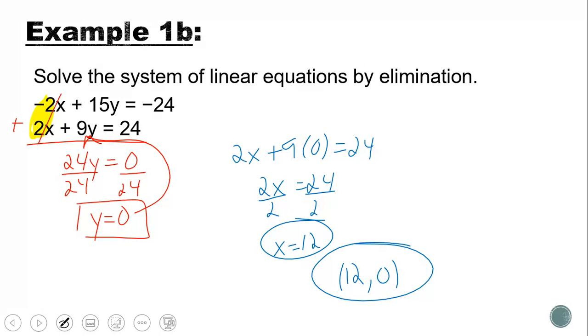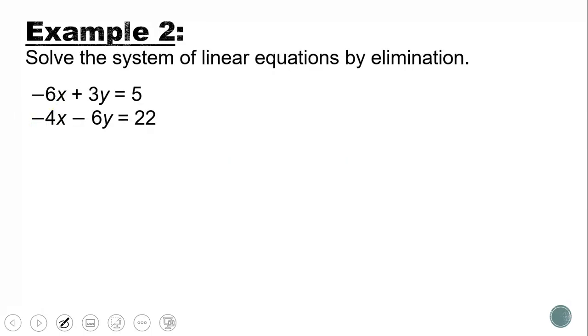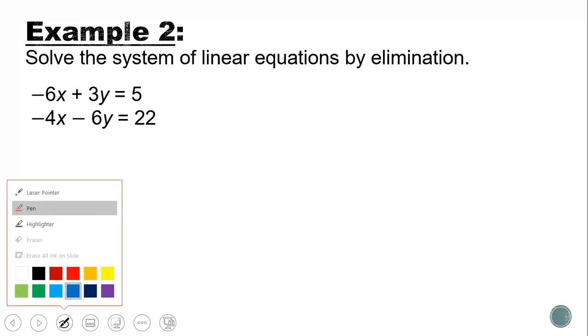Okay, so those were nice and easy because we had variables that were going to cancel right away. Lots of times that doesn't happen, like you see in example 2 here. So notice in example 2, nothing is going to cancel right away. I have a negative 6 and a negative 4 with my x's, and I have a positive 3 and a negative 6 with my y's. So nothing is canceling here. When that happens, you need to multiply one or both of your equations in order for something to cancel, so in order to have opposite coefficients.